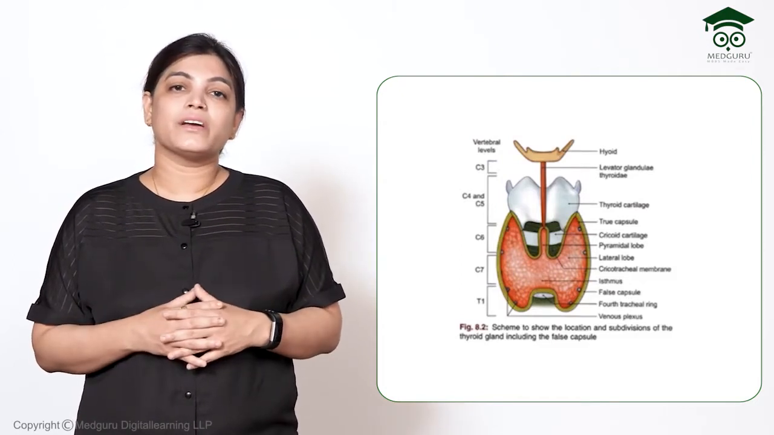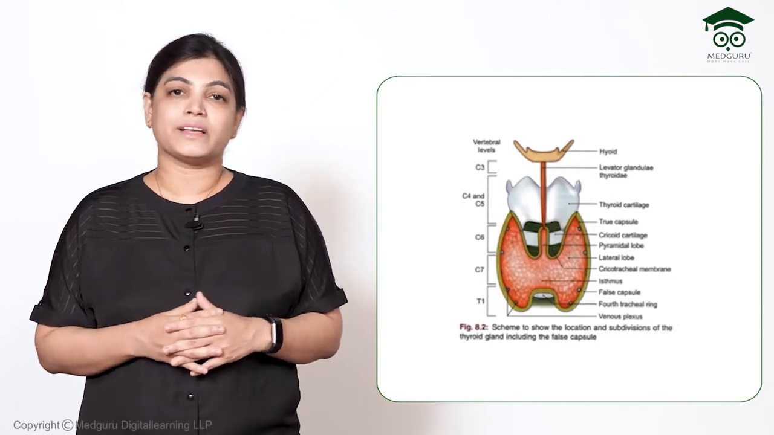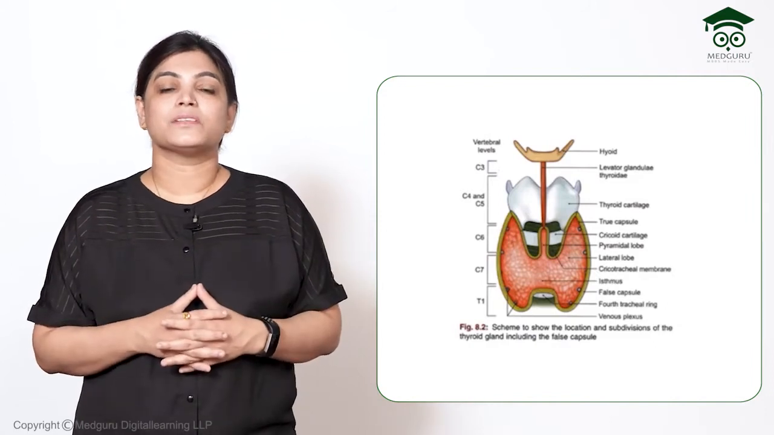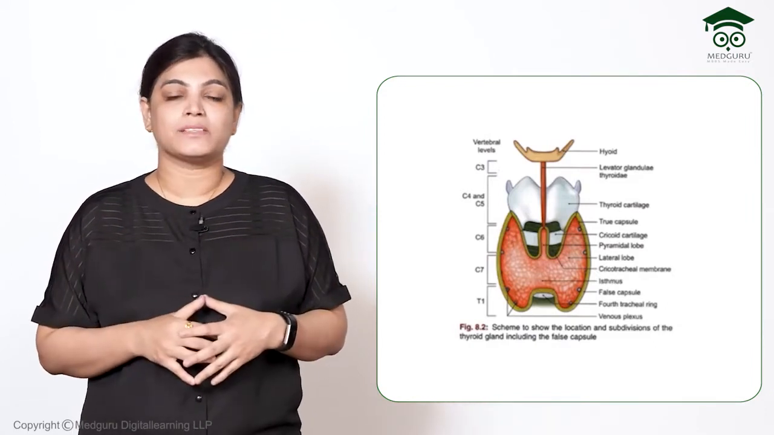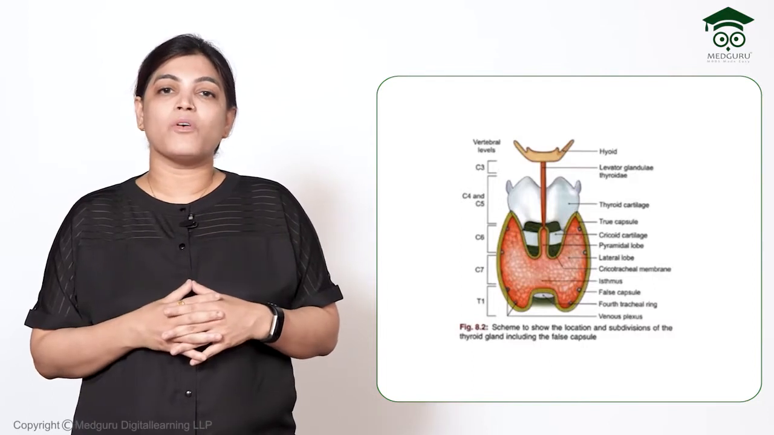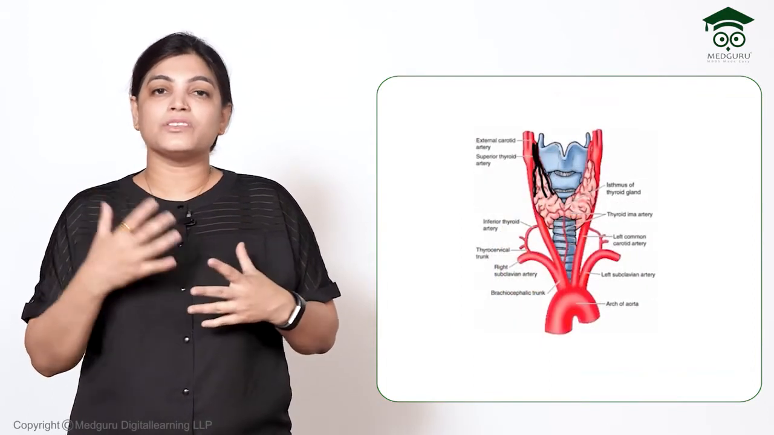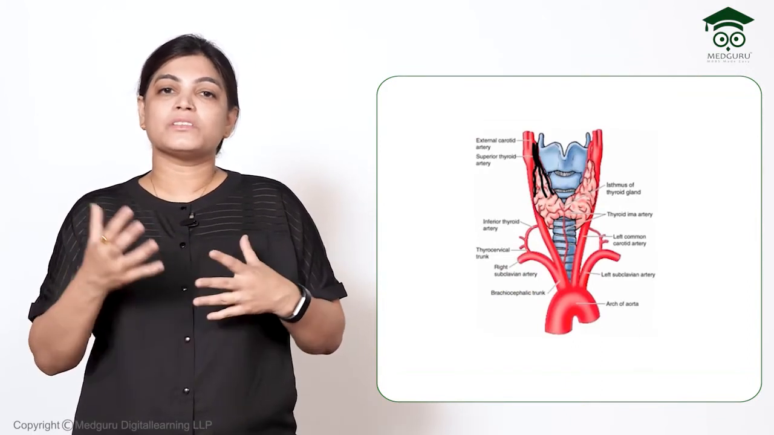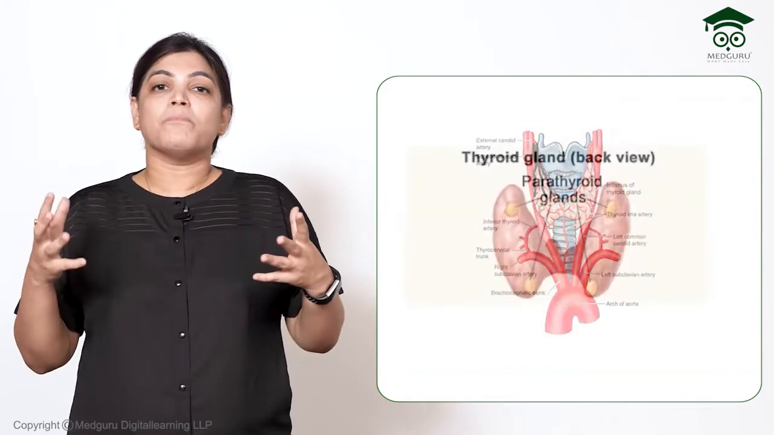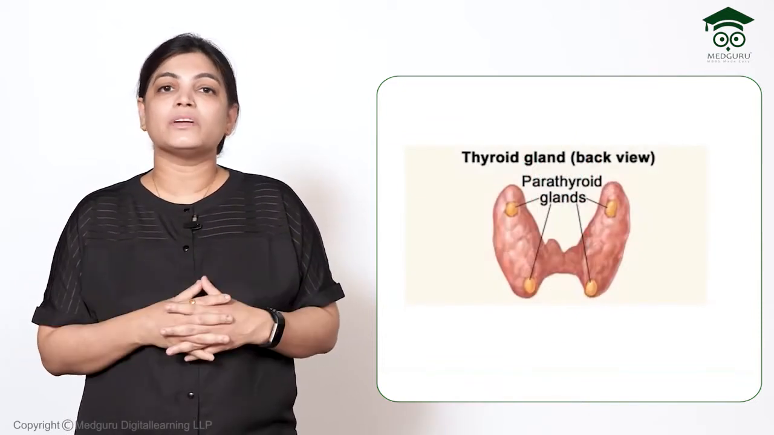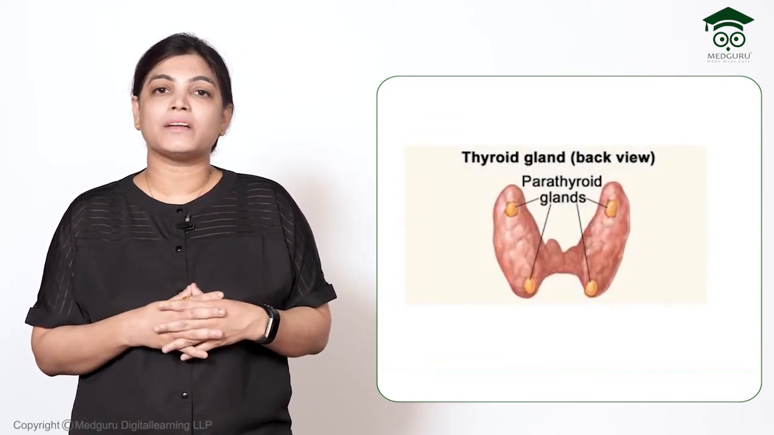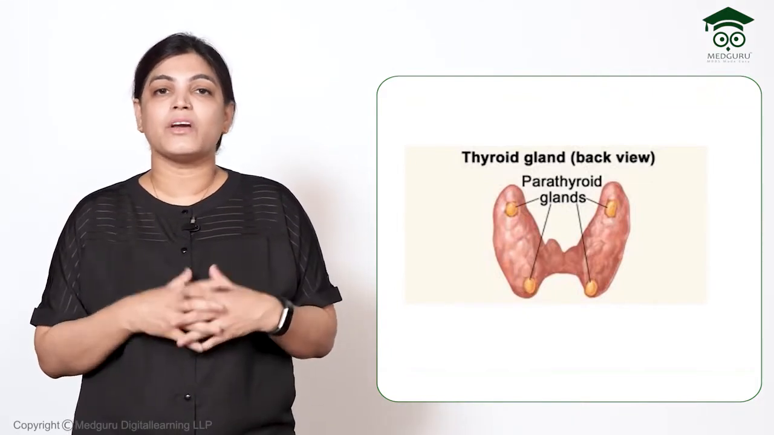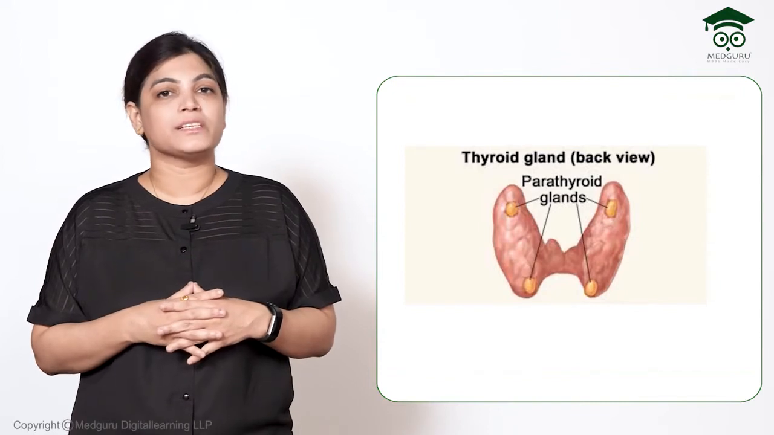The sixth tracheal ring corresponds to the level of first thoracic vertebra. So we have discussed all these relations of the surfaces, and the relations of apex and base. Now anterior and posterior borders: anteriorly there will be superior thyroid artery, posteriorly there will be the parathyroid glands. Parathyroid glands are very important for the secretion of parathyroid hormone, and inferior thyroid vein and inferior thyroid artery, all these structures are related posteriorly.